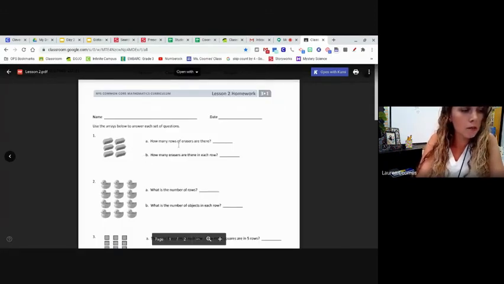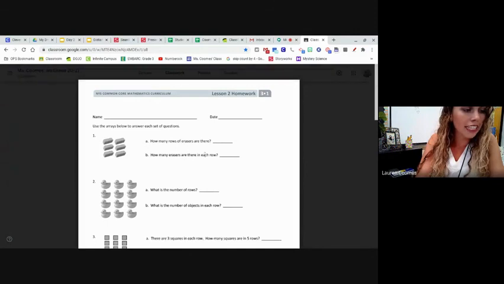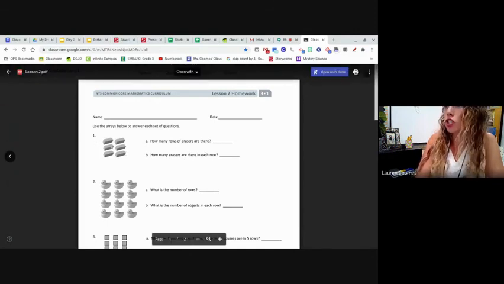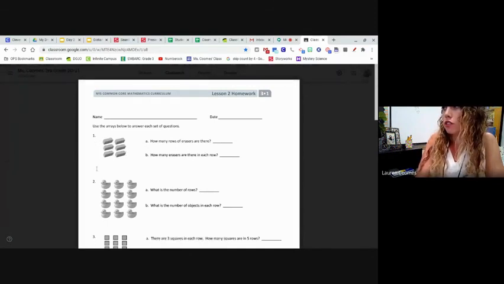So the question's asking how many rows of erasers? There's 1, 2, 3. 3 rows. How many are there in each row? There are 2 in each. Everybody got it? Give me a thumbs up. You all understand what you got to do for today's lesson?